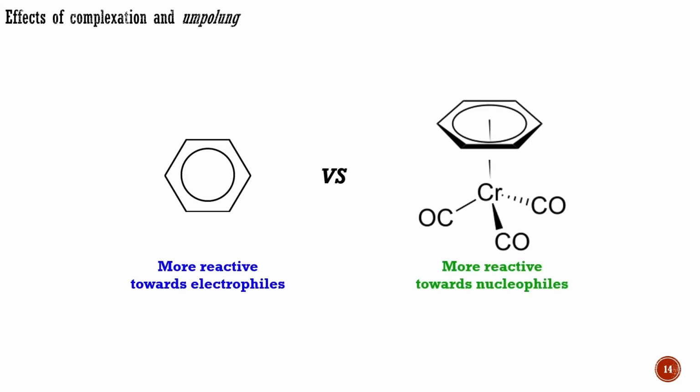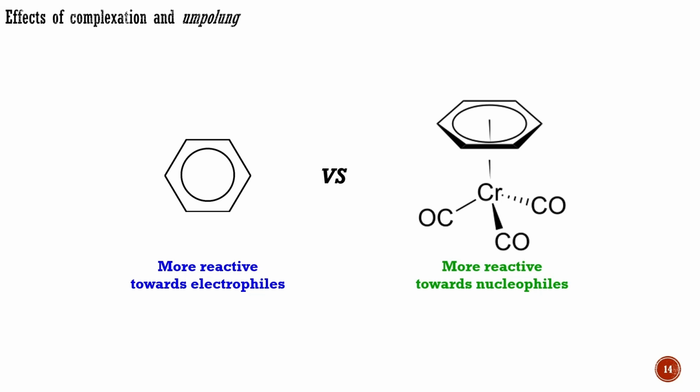As an example, free benzene is very resistant to attack by nucleophiles, but reacts with electrophiles. In the benzene chromium tricarbonyl complex, in contrast, the chromium tricarbonyl fragment, as a good acceptor by virtue of its 3 carbon monoxide ligands, depletes the electron density on the aromatic ring.